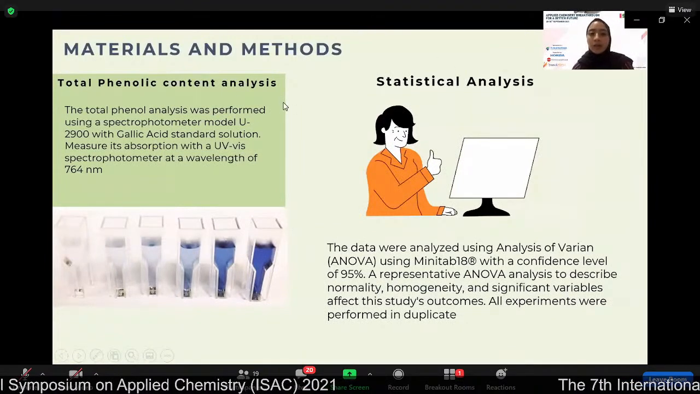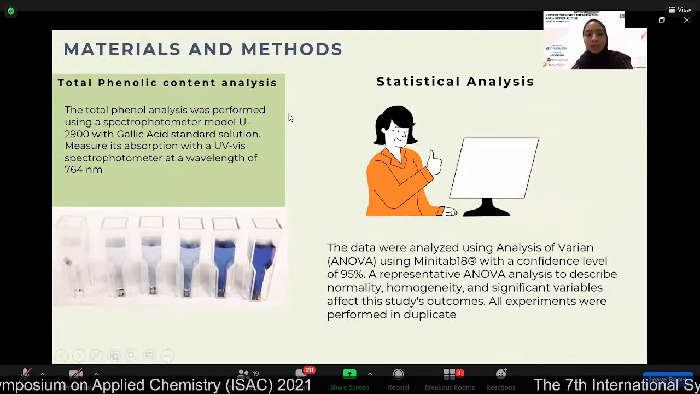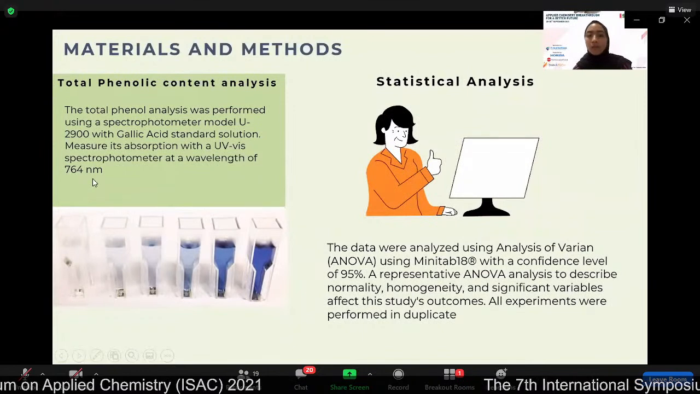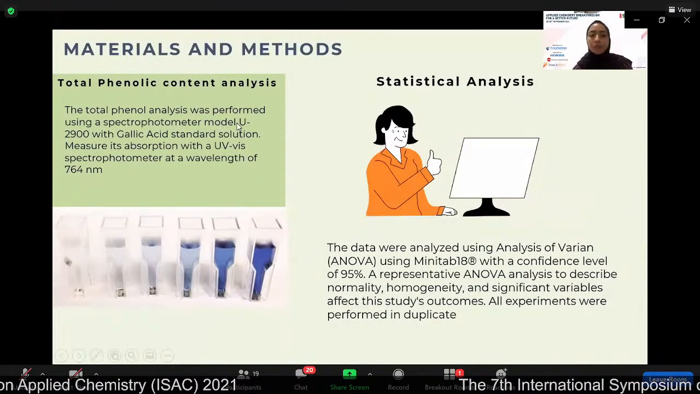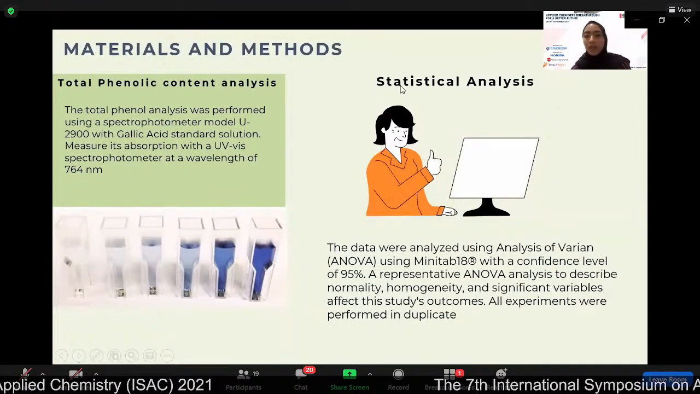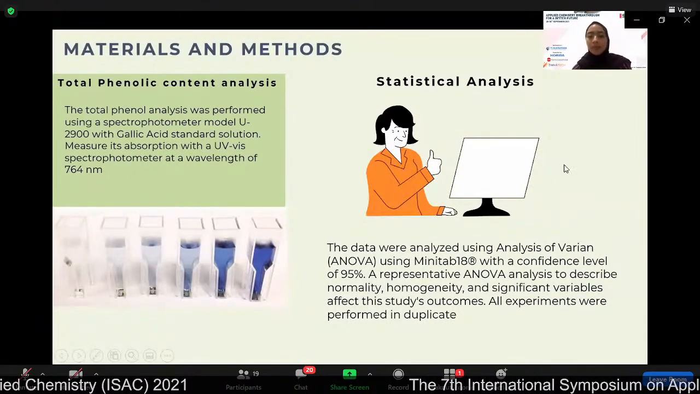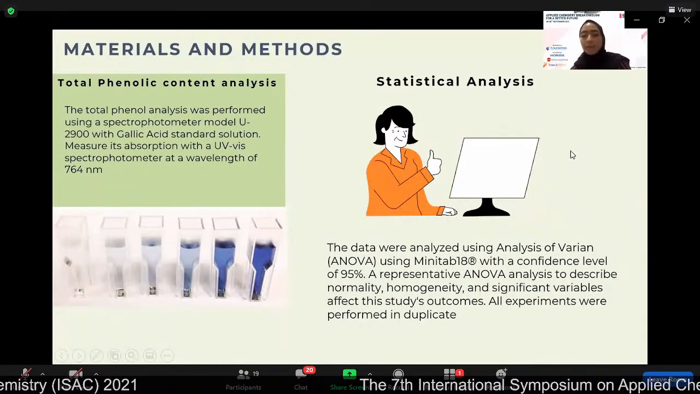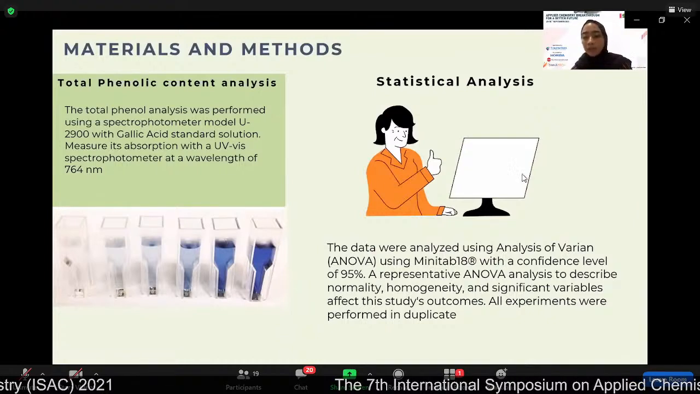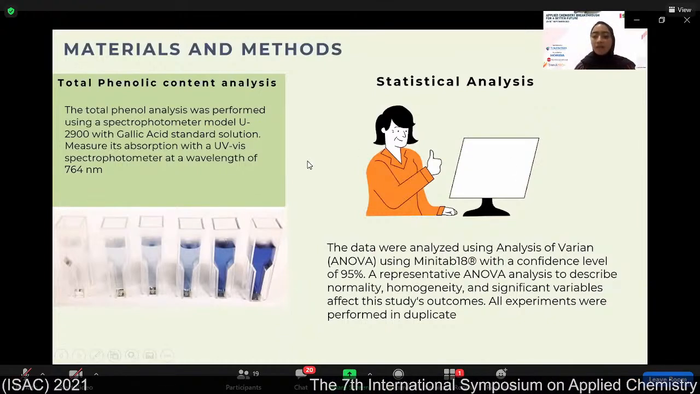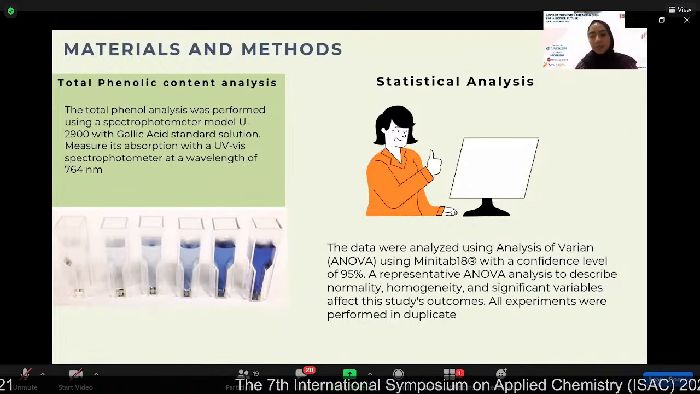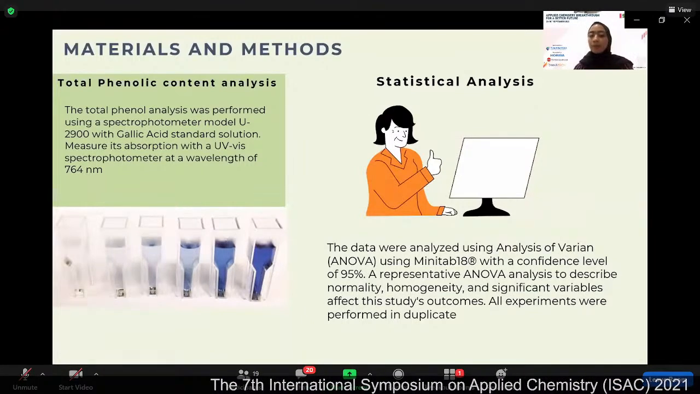For the total phenolic content analysis, we use UV-vis spectrophotometry. We use a wavelength of 764 nanometers with a gallic acid standard solution. And for the statistical analysis, we use Minitab 18. The data were analyzed using ANOVA with a confidence level of 95%. The ANOVA is representative analysis to describe normality, homogeneity, and significant variables for the response study outcomes. And all the experiments were performed in duplicate.